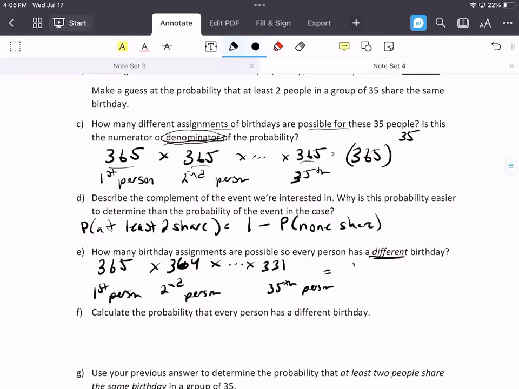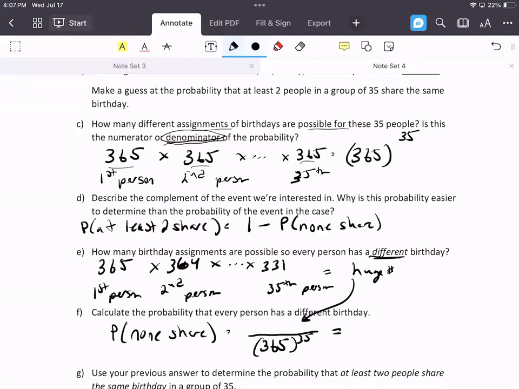This number, if I calculate it out, is huge. It's a huge, huge number. 35 numbers multiplied together makes sense because there are 35 people. Now we want to calculate the probability that every person has a different birthday. Now remember, we've got the probability none share. What are those going to be? Well, the sample space is the value from C, and on top is going to be the value from E above. So this number is going to go here.